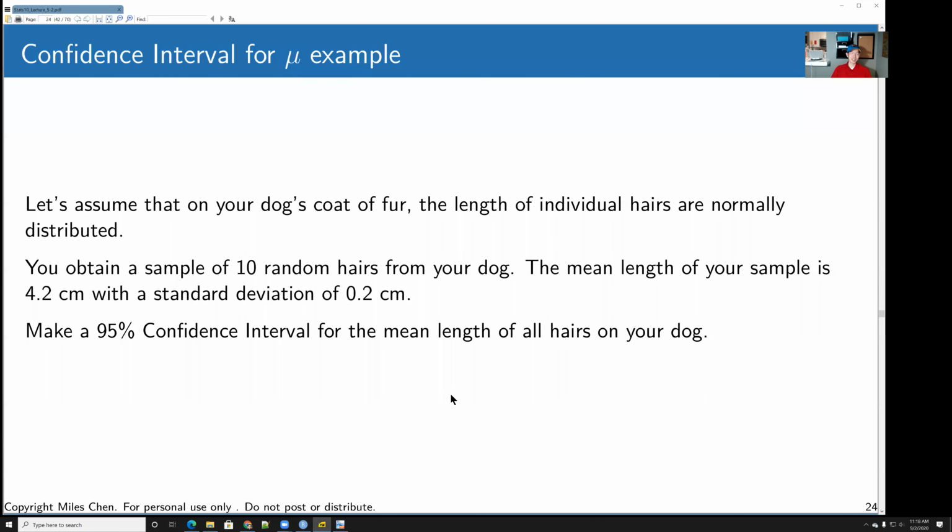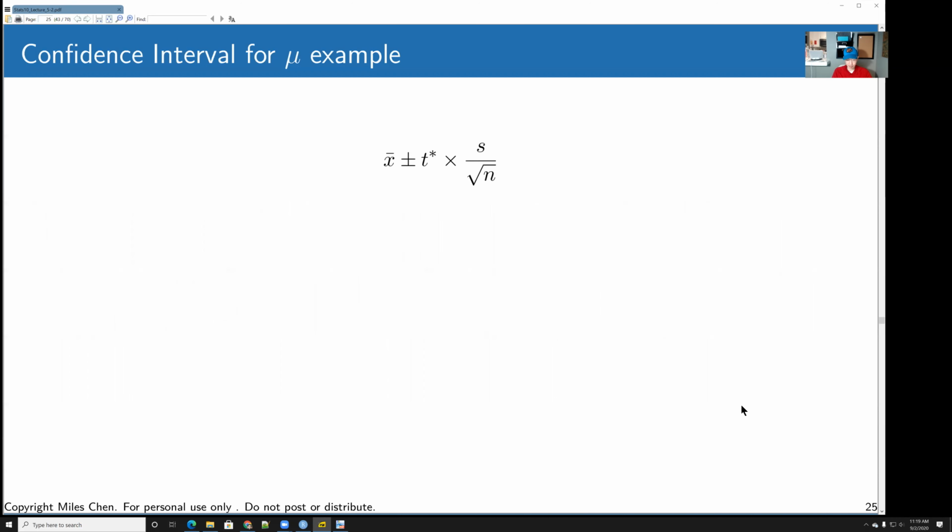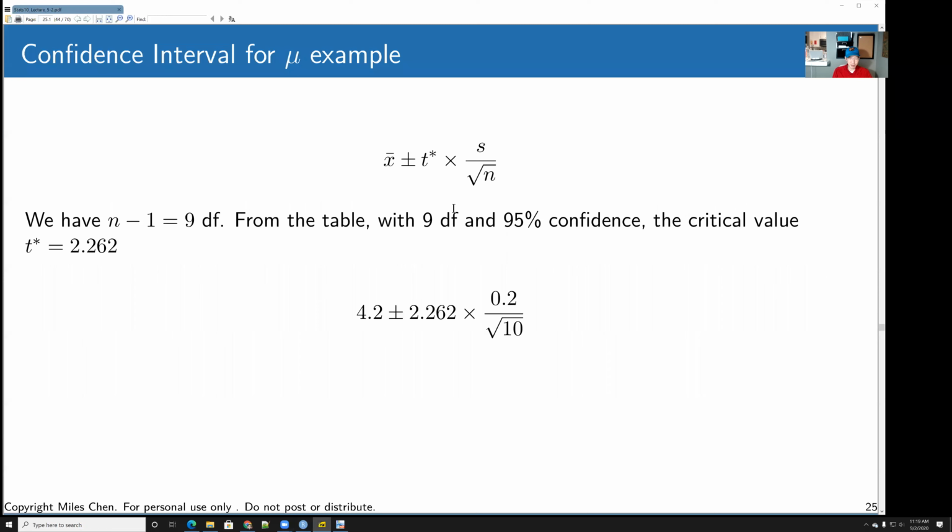Okay. All right. So we'll say the mean length of the hairs is 4.2 centimeters, maybe a standard deviation of 0.2, so 2 millimeter standard deviation or something. We're going to make a 95% confidence interval for the mean length of hairs here. It's just a matter of plugging in the numbers that we have, right? So we've got X bar, which is 4.2.